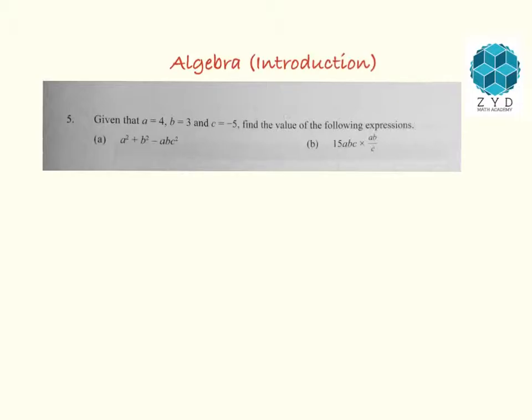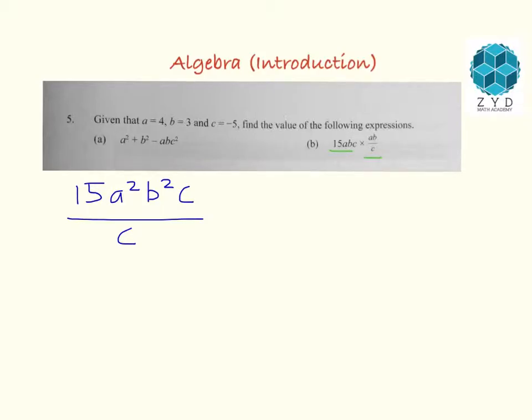Let's take a look at question 5b. We have 15abc multiplied by ab divided by c. How I will do this question is I will combine these two terms, 15abc and the ab over c, to get 15 a square b square c over, or divided by, c.